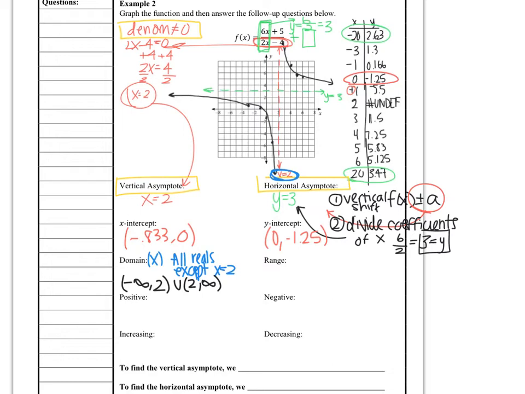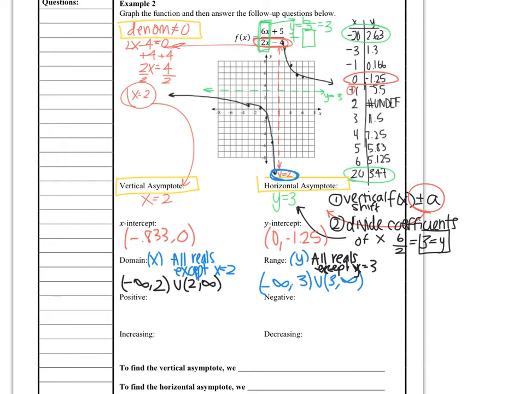Same idea happens with the range. Remember, range goes from bottom to top. Those are your y values. So the very bottom we can go is negative infinity, but then we get stuck, we're trapped, we can't hit that ceiling at 3. So we pick up at 3, and we can go till infinity. So this would look like all reals except 3, y equals 3.